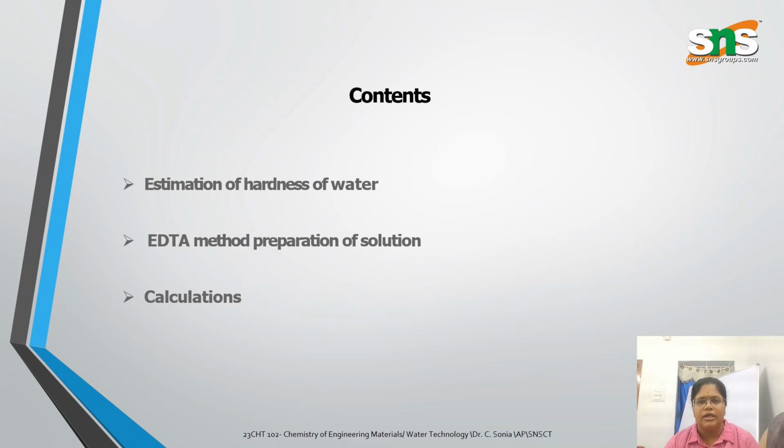So, estimation of hardness of water. There are different types of estimation of hardness of water by various methods. Then there is a method called the EDTA method, preparation of solution. So we are finding the hardness, that is the temporary hardness, permanent hardness, and the total hardness of the water using EDTA solution, that is ethylene diamine tetraacetic acid. And we are also going to see the calculations in the next video.